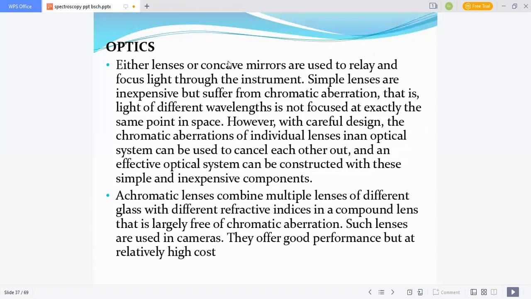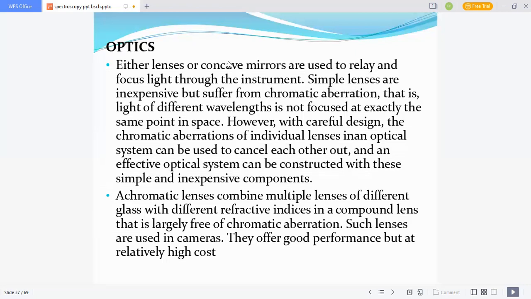Optics, either lenses or concave mirrors, are used to collimate and focus light through the instrument. Simple lenses are inexpensive but suffer from chromatic aberration, that is, light of different wavelengths is not focused at the same point in space. However, with careful design, the chromatic aberration of individual lenses in an optical system can be used to cancel each other out, and an effective optical system can be constructed with these simple and inexpensive components.